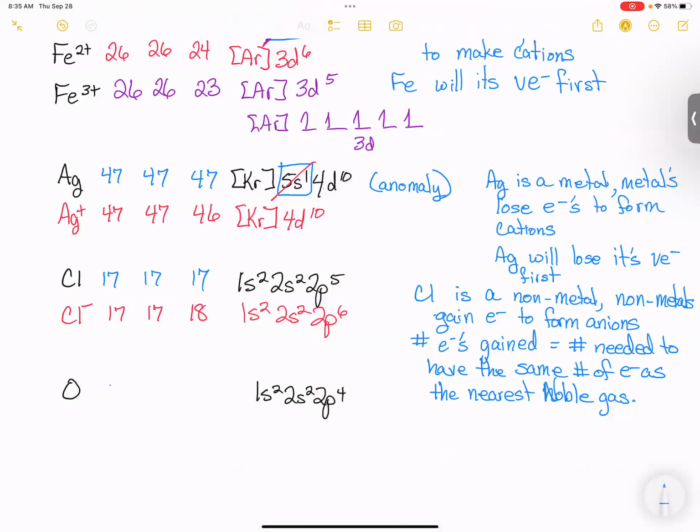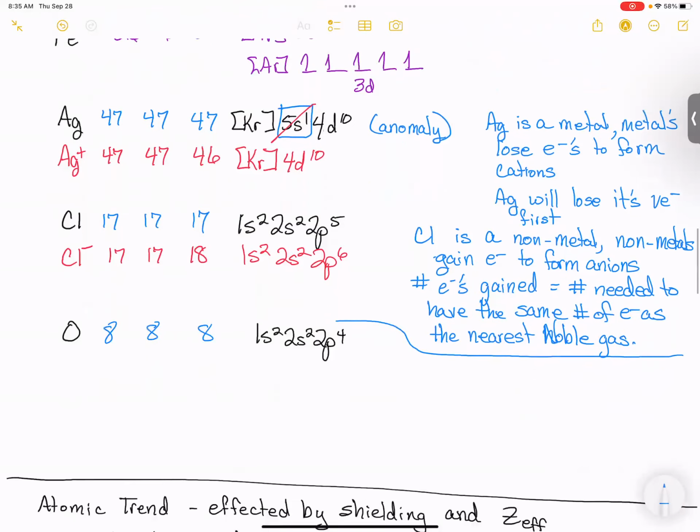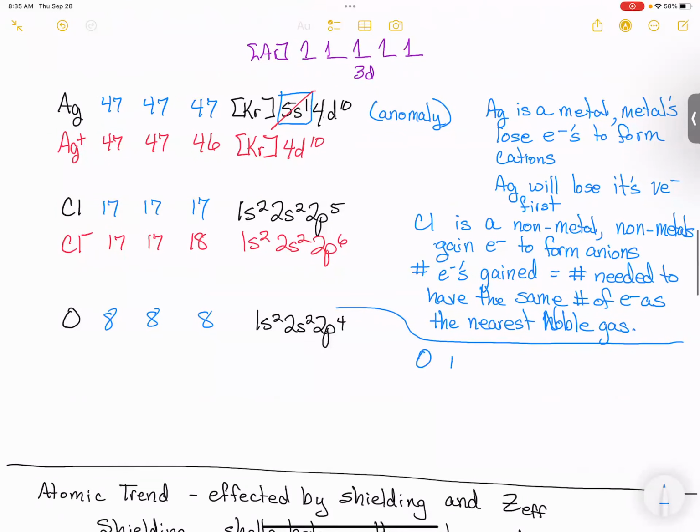Oxygen is atomic number 8, so it has 8 protons and 8 electrons in its neutral form, which is 1s2, 2s2, 2p4. Oxygen is a nonmetal, and nonmetals gain electrons to form anions.